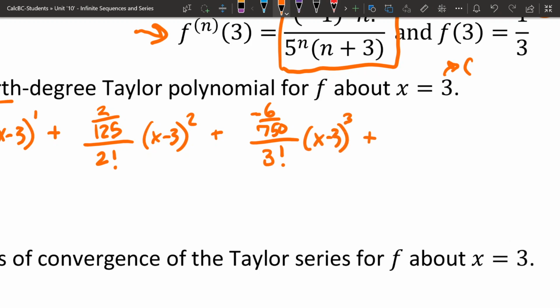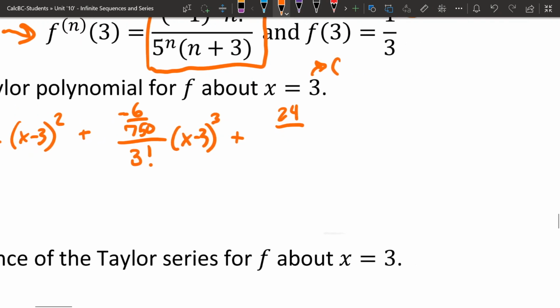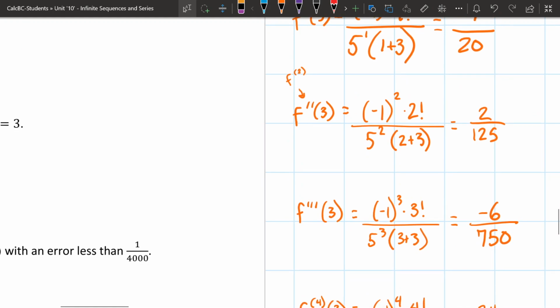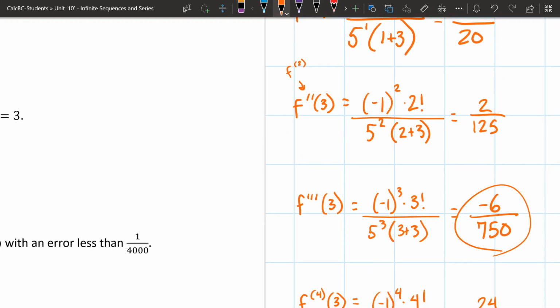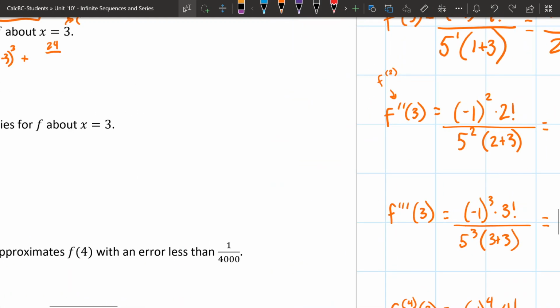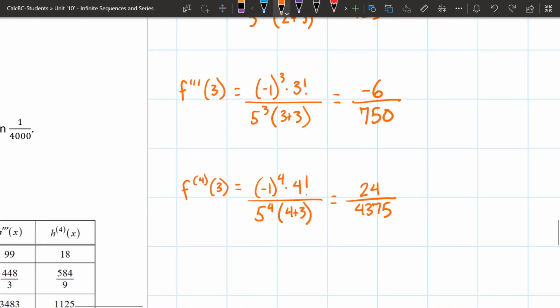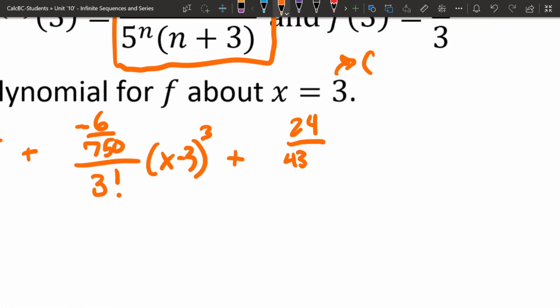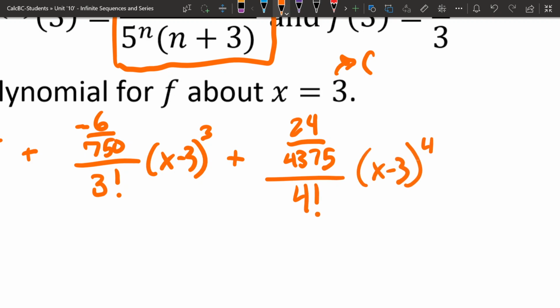And one more term, taking that last derivative that we found. Where is that? That fourth derivative there. This guy right here. Nope, that was the third derivative. Taking that fourth derivative here: 24 over 4375 over 4 factorial times x minus 3 to the 4th power.